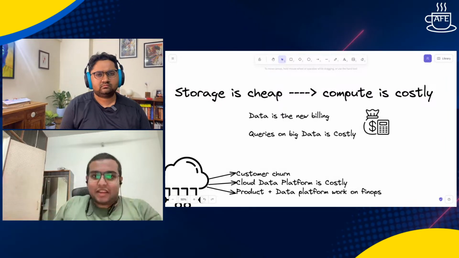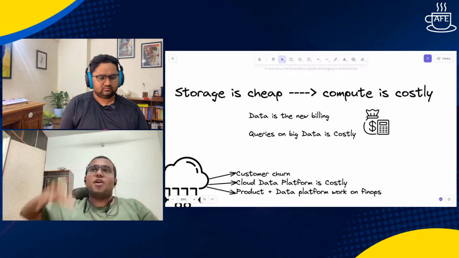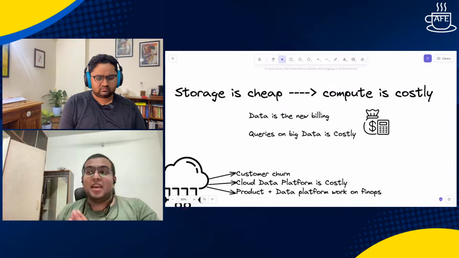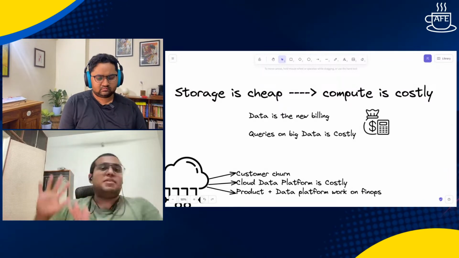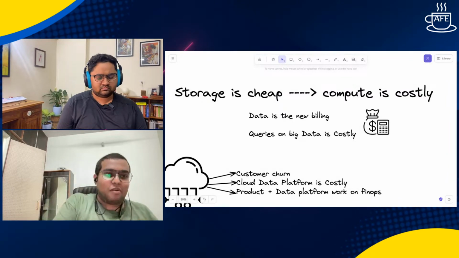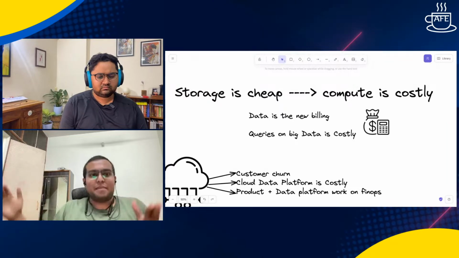And data is the new billing, right? The moment it goes and sits as 1 GB, 1 GB is not 1 GB the next month. 1 GB is going to be 2 GB or 2.5 GB, and that means 1 GB plus 1.5 GB. And that means you are paying not a constant amount every single month. You just have a variable scale that is happening.